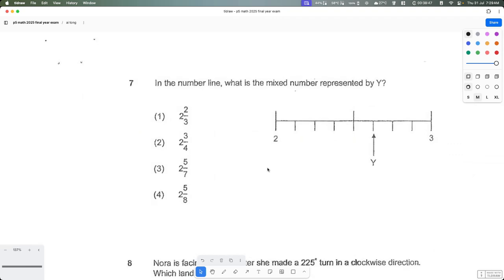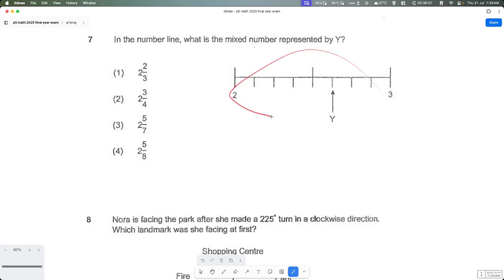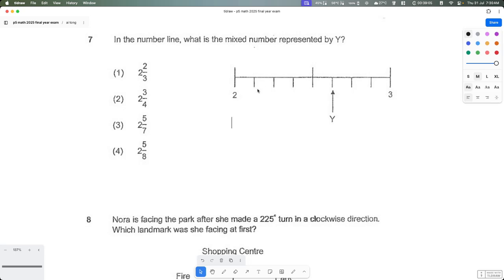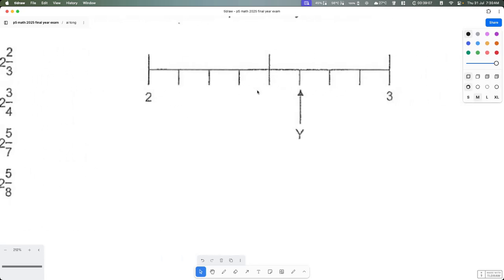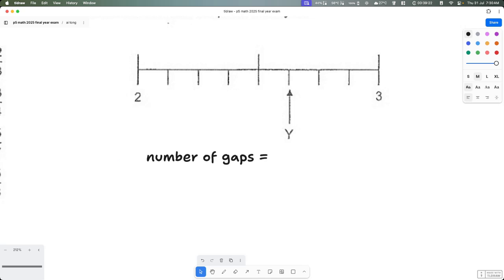Let's go to question number 7. In the number line over here, what is the mixed number represented by y? In this case we have 2 to 3. What we want is to get the number of gaps. So the number of gaps in between 2 and 3 is 1, 2, 3, 4, 5, 6, 7, and 8. So this is 8, not 10. Let's write it down. Number of gaps is equal to 8.